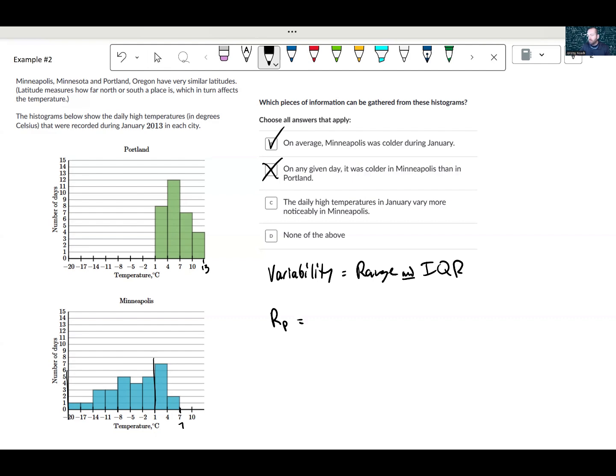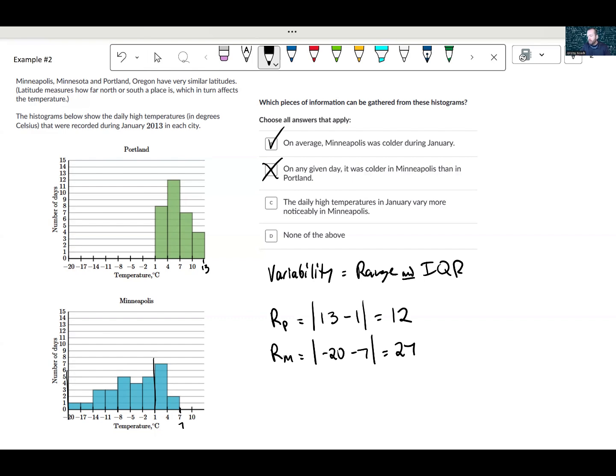It's the highest value minus the lowest value, or lowest minus highest, and you just take the absolute value. The range is going to be a positive value. So that gives us 12. And then the range of Minneapolis looks like -20 minus 7. Doing the absolute value here, we get -27, which is actually positive 27 degrees.